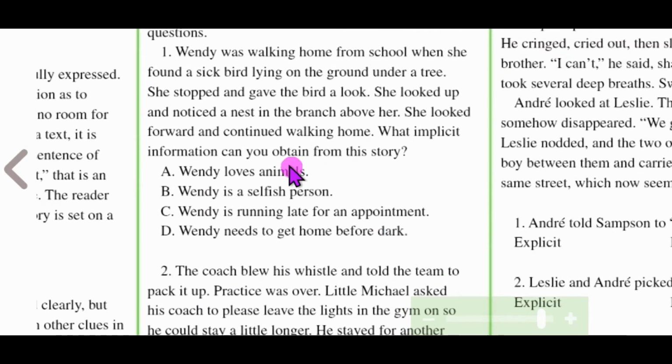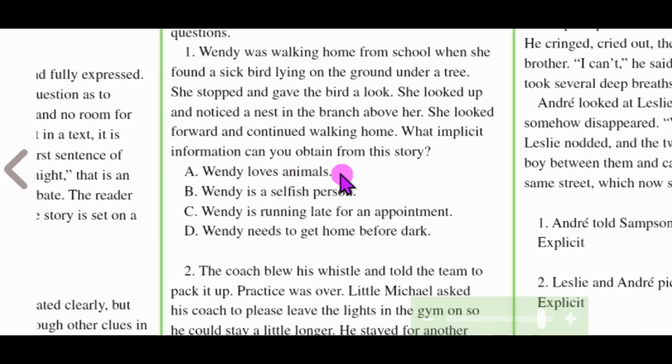All right, so Wendy loves animals. She shows some concern about the animal, but it could be just curiosity. Wendy is a selfish person? Not necessarily. We don't have enough information to determine that either way. She's running late for an appointment? Not sure about that. Wendy needs to get home before dark? Let's look at this.